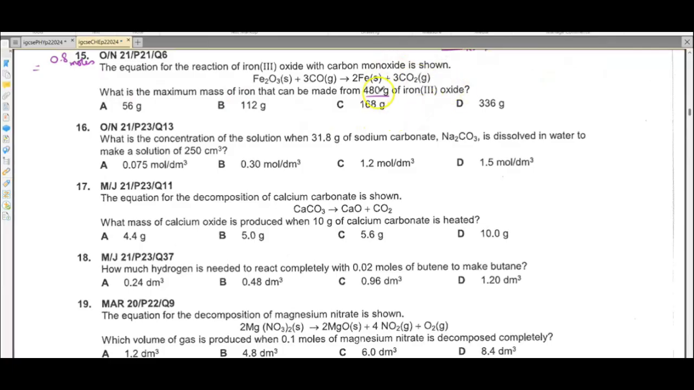Whenever we are given a mass, the first thing that we do is find the moles from that mass of the substance. So the formula we are going to use is moles equals mass of the substance by MR, since iron oxide is solid. What is the mass? It is 480 grams over the MR for Fe2O3, which is 160. So 3 moles are produced from this mass.